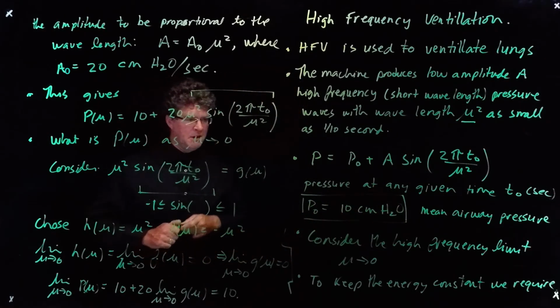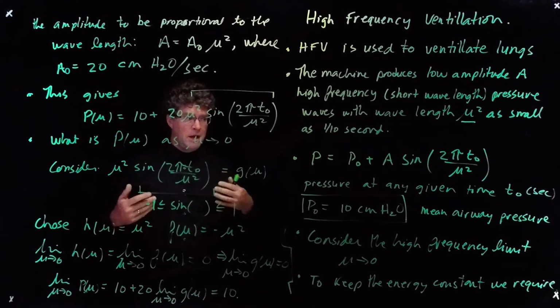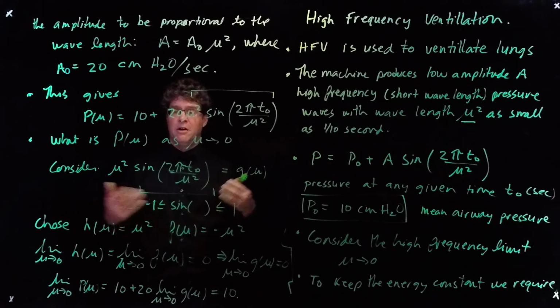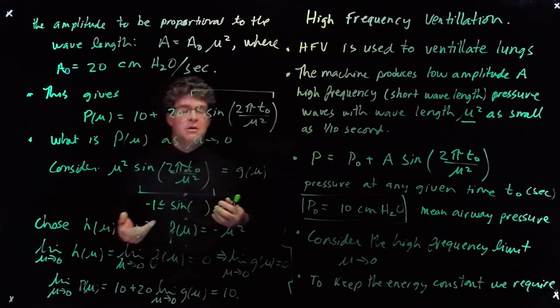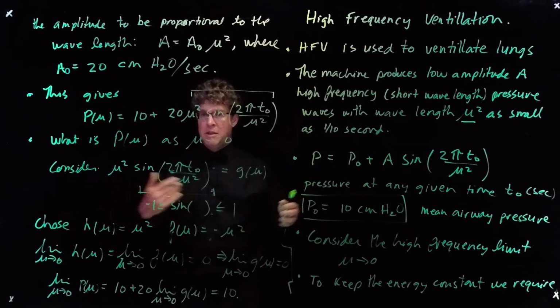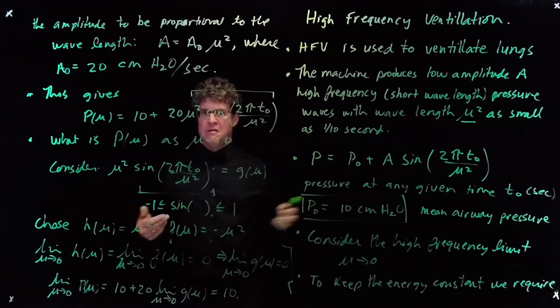So this is kind of interesting because energy is still being put into the system. In fact, we chose the relationship between the amplitude and the frequency so as to keep the energy constant. However, the pressure approaches a constant, P naught, in our case 10 centimeters of H2O, in the limit as the frequency gets very high. And it's by this method that the high frequency ventilation prevents damage to the lungs.